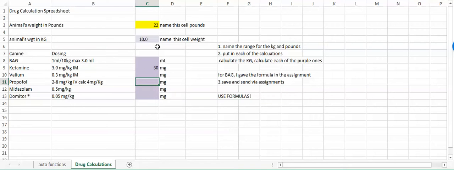Propofol, I gave you a range of 2 to 8 milligrams per kilogram. Pick some number in between there. Maybe use 4 because that's in the middle. This you're going to do half a milligram per kilogram. Dexmedetomidine is going to be 0.05 milligrams per kilogram.